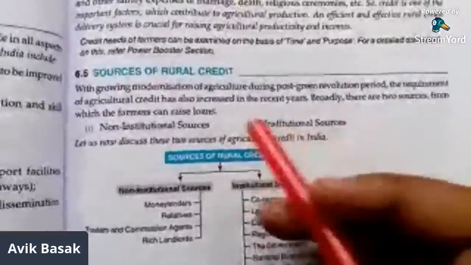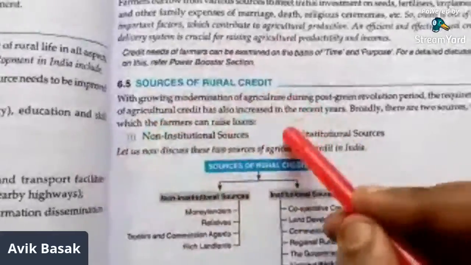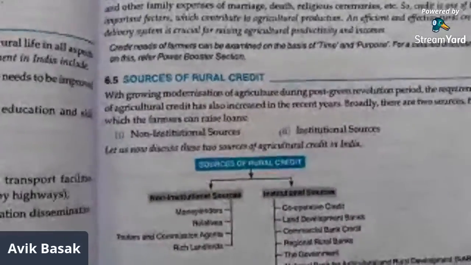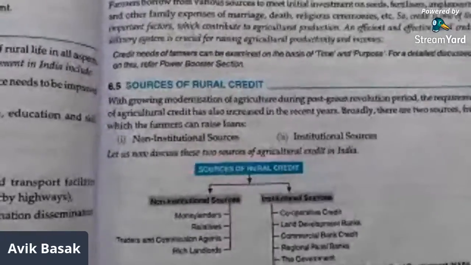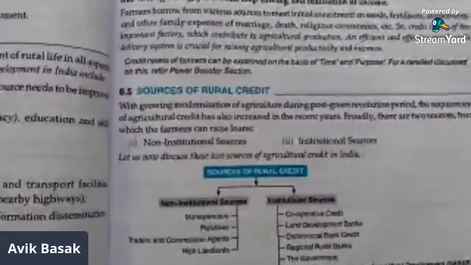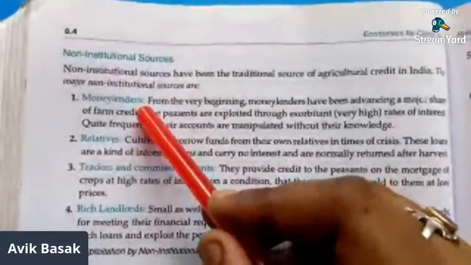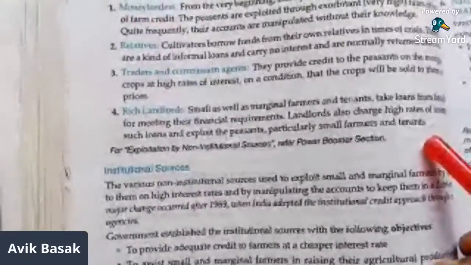Now the matter comes up: from where will they get the credit? Non-institutional source, institutional source. What is a non-institutional source, students? A non-institutional source is when we take money from our relatives, our friends, our traders, commission agents, our money lenders, isn't it? See, it is written: money lenders, relatives, traders and commission agents, rich landlords. These are all non-institutional. Non-institutional means there is no tag of government.